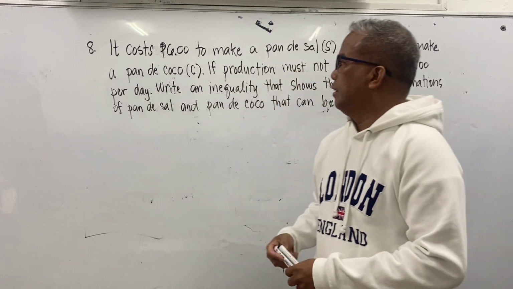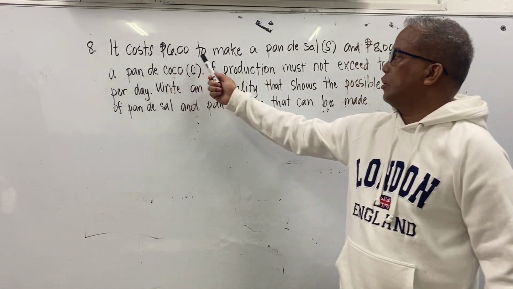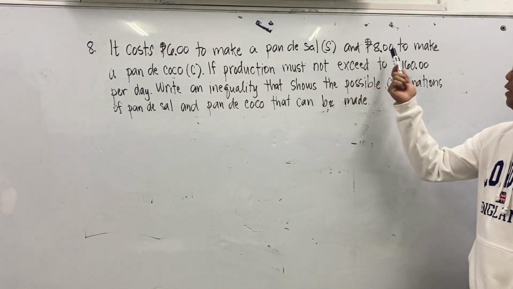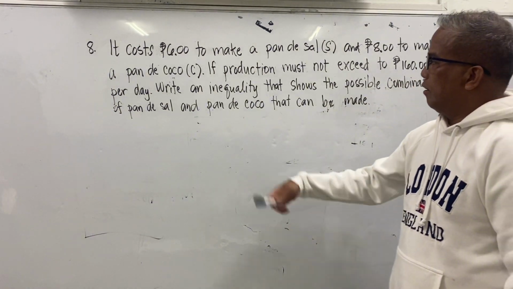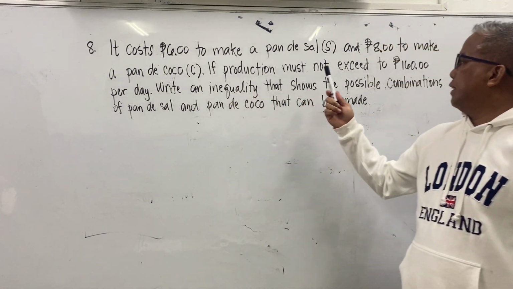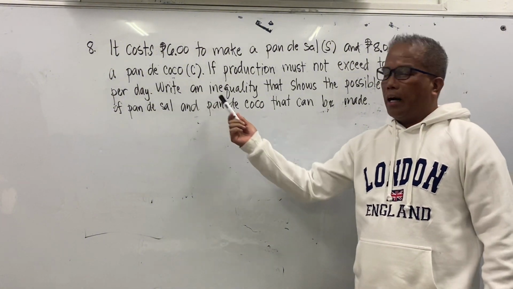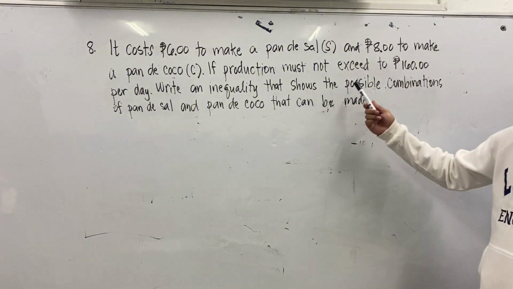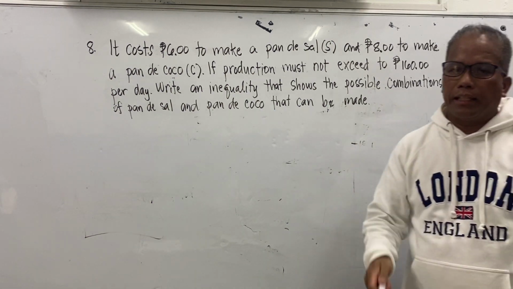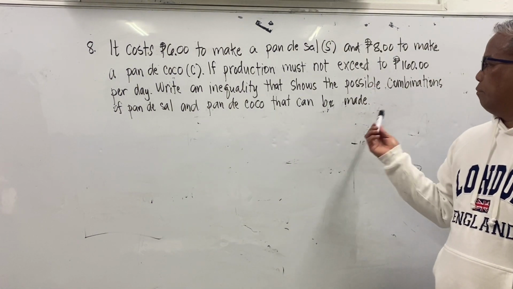Question number 8. It costs 6 pesos to make a pandesal and 8 pesos to make a pan de coco. If production must not exceed 160 pesos per day, write an inequality that shows the possible combination of pandesal and pan de coco that can be made.